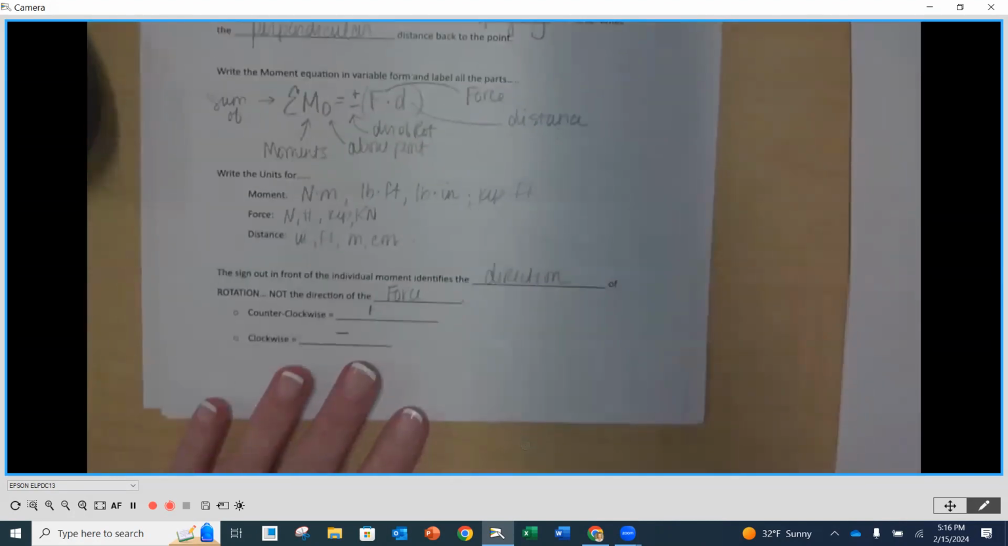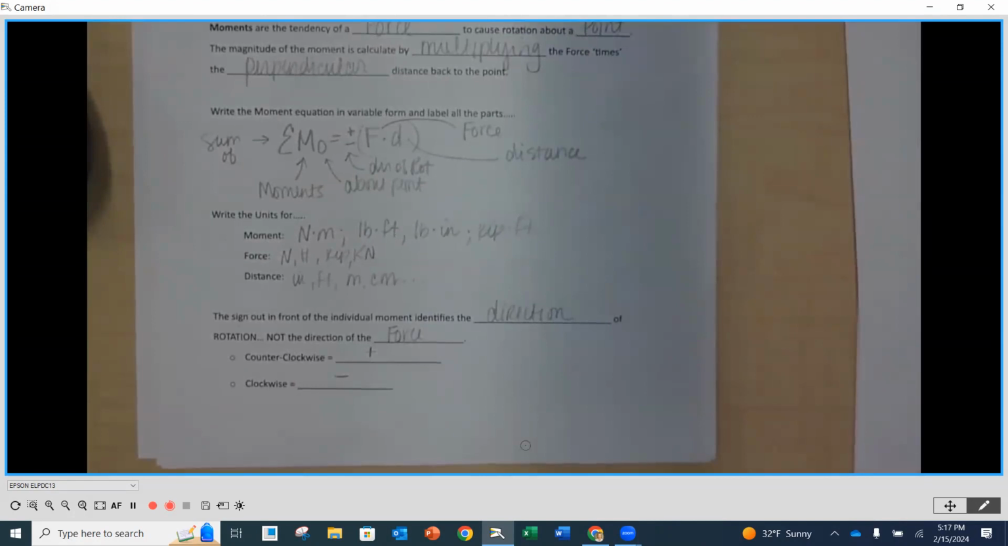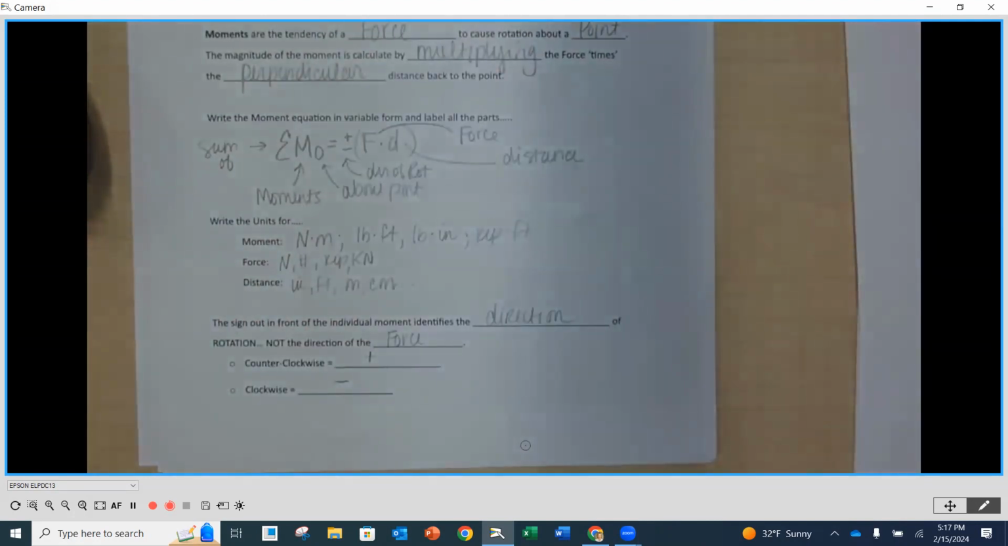The sign out front of a moment is always going to signify its direction of rotation, not the direction of the force. And again, clockwise is negative and counterclockwise is positive. So any questions here? Kind of remember that stuff that we talked about?